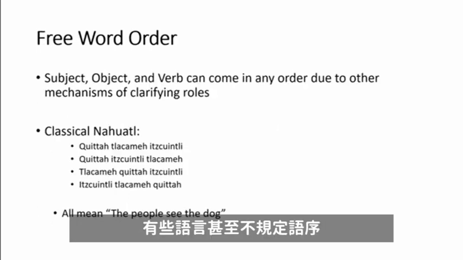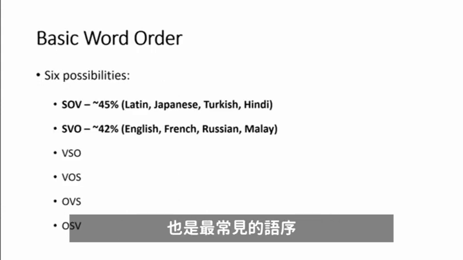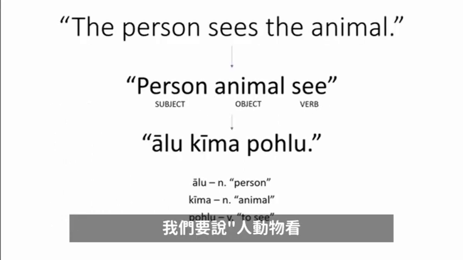And there are even some languages that have a free word order, relying on mechanisms other than word order to mark the subject and object, but we'll come back to that later on. I'm going to give our sample language a default word order of subject, object, verb, an extremely common word order, meaning that to say, "the person sees the animal," we'd say it like this.